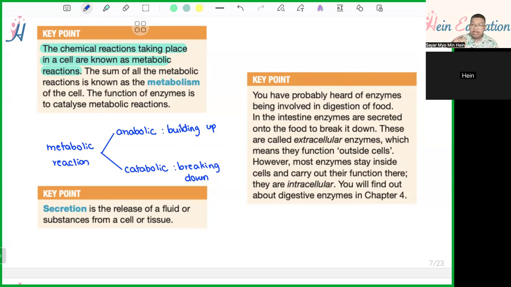Another thing is extracellular enzymes and intracellular enzymes. As you can guess from the name itself, extracellular means they secrete or produce the enzyme out of the cell. It's not excrete, it's more like secrete out of the cells, and they have their function outside the cells. For intracellular enzymes, you can already guess: extracellular is outside the cells, then intracellular means they have a function inside the cell. So this is about metabolic, anabolic, and catabolic.